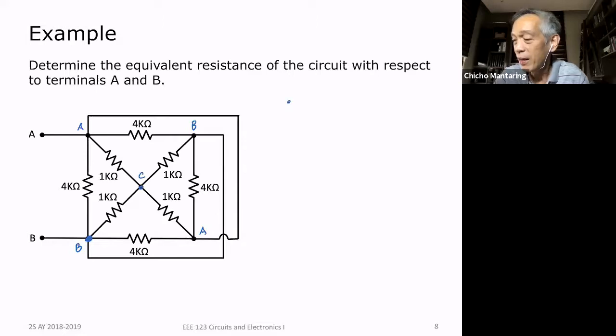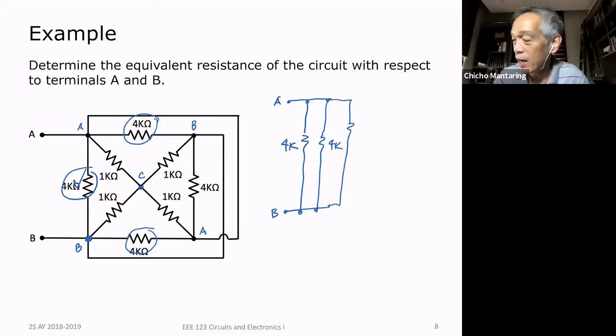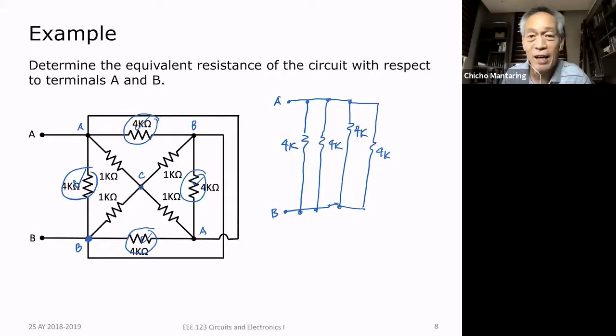So, what is connected between A and B? What is connected between A and B? This is between A and B, right? So let me redraw it here. That is between A and B. So that is 4K. Tapos na yan, no? This is also between A and B, right? So that's another 4K. This is also between A and B. So that's another 4K. And finally, this is also between A and B. So that's another 4K. Right? So notice that all the 4K resistors are actually in parallel. Okay, so this is still point A, no? This is still point B.